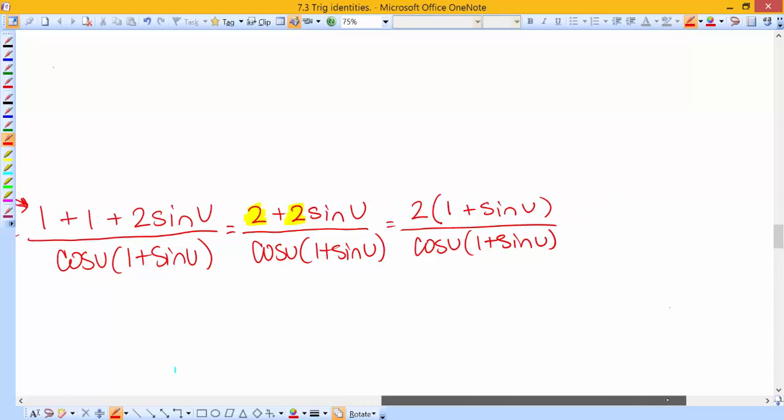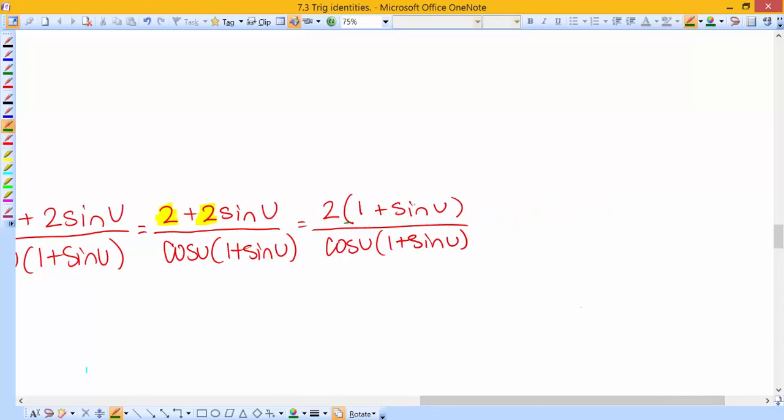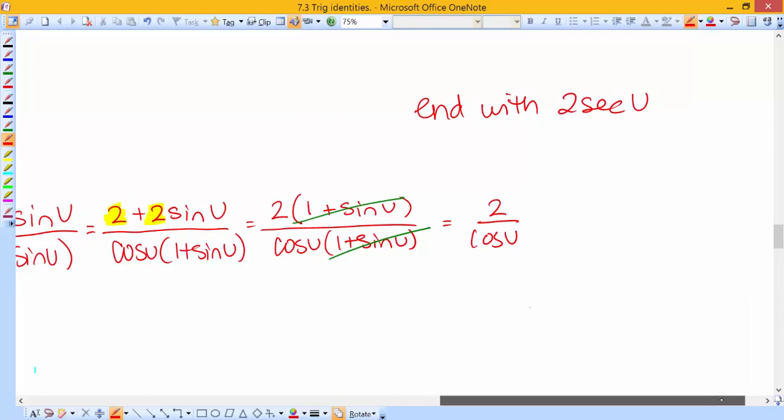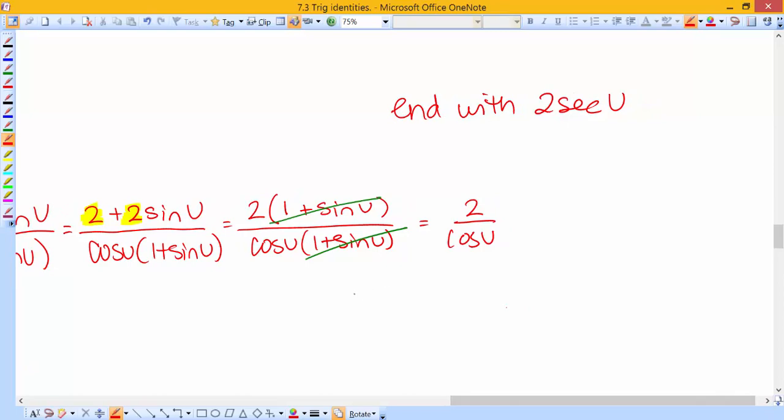You should be getting excited about now, because now I can cancel the 1 plus sine of u, and I'm left with 2 over cosine. But we need to remember, we're supposed to end with 2 secant of u. So how would we get 2 secant of u? Well, let's think about this. What is secant? Secant is 1 over cosine. Well, we have 2 over cosine, and guess what 2 over cosine is? 2 secant of u. So we finished with what we needed to finish.